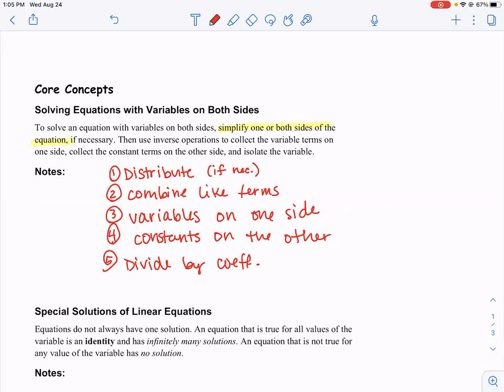Jenna, did you find what you were looking for? Okay.